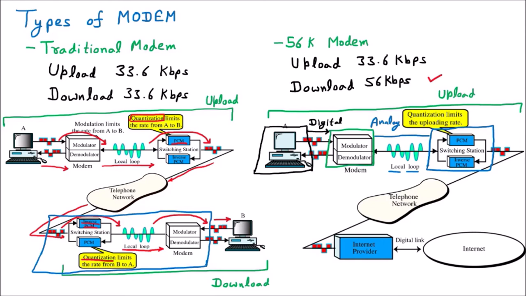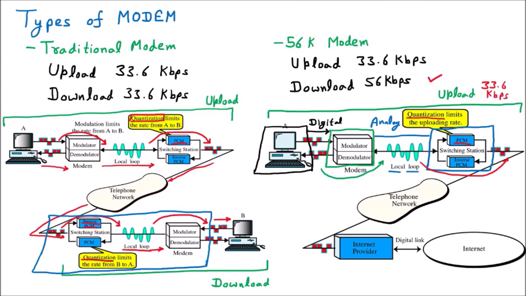So here the modem is placed and the modem is going to convert the digital data to analog so that this can go through the telephone line which is coming to our home. Now this analog data which is coming from our home to the telephone exchange is converted back to digital, because we know that the whole telephone line works on digital connection, and there the PCM comes into the picture. PCM means converting analog to digital, and this is called quantization. And because of this quantization, the speed of upload is 33.6 kbps that we already discussed.